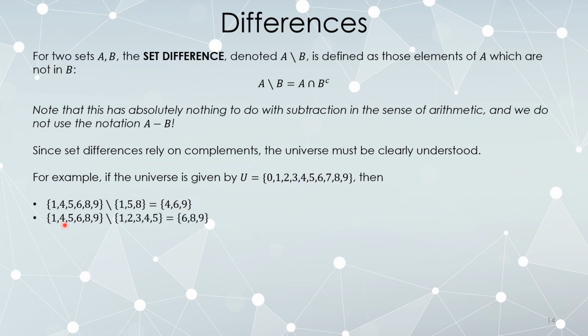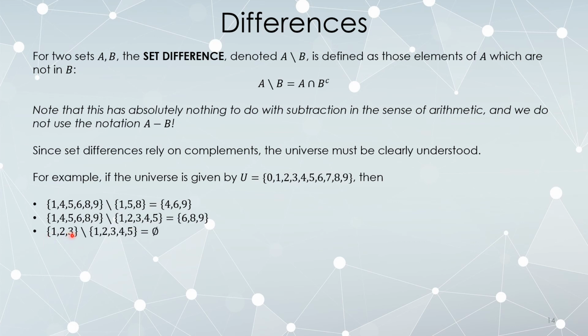What if I have 1, 4, 5, 6, 8, 9, and I remove 1, 2, 3, 4, 5? Okay, now I have a 1 and I remove it. Taking away 2 doesn't do anything because 2 didn't appear in this set anyway. Similarly, taking away 3 doesn't do anything. But then I remove 4 and 5, and what's left behind are 6, 8, 9.